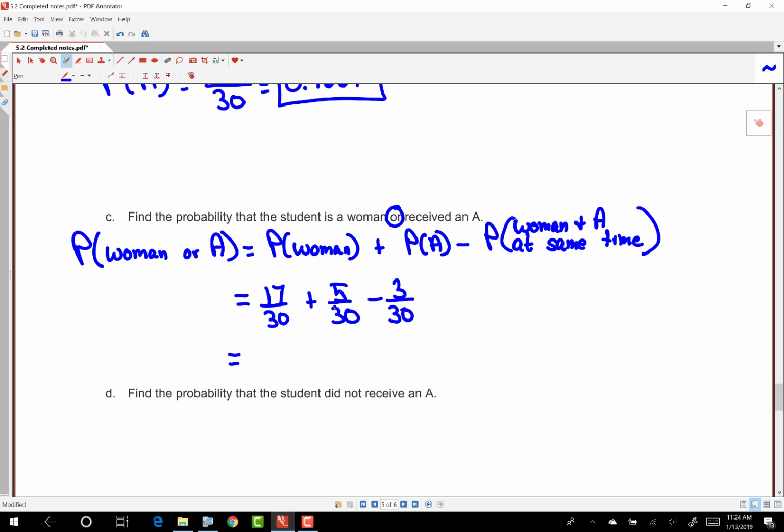And so 17 plus 5 is 22. 22 minus 3 is 19 out of 30. And so if you divide that and make it a decimal, we get 0.6333. So if you randomly select one student, the probability that it's a woman or someone who got an A is about 63%.